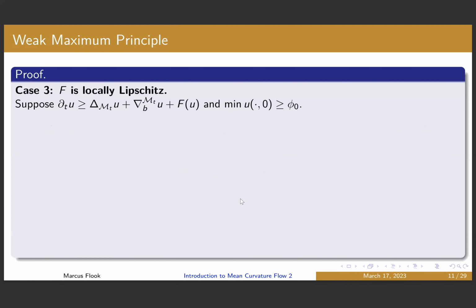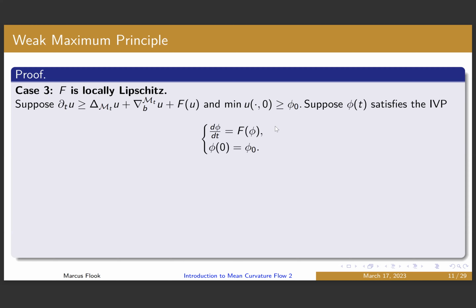So now to our general case, where we just say that f is locally Lipschitz. Suppose that, again, we have a super solution to this PDE, and we have the minimum is greater than or equal to some phi naught at the initial time. Well, in this case, we again want to suppose that phi t solves this problem.